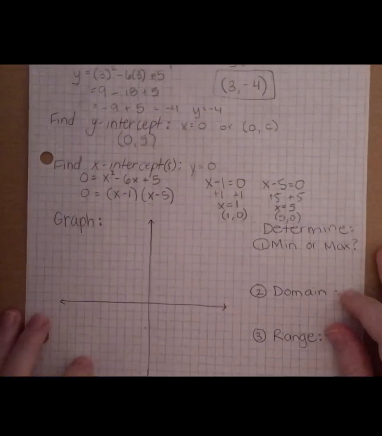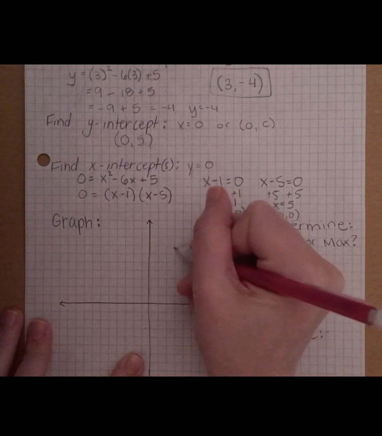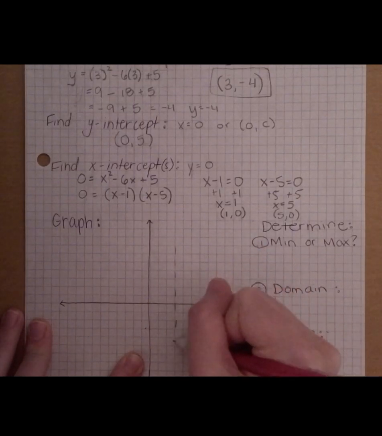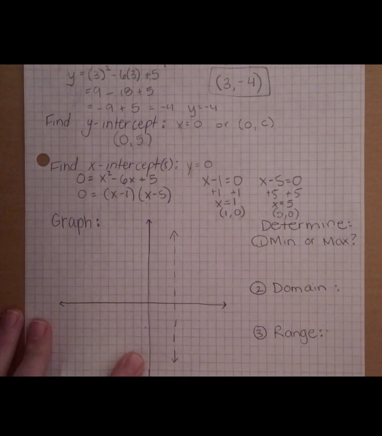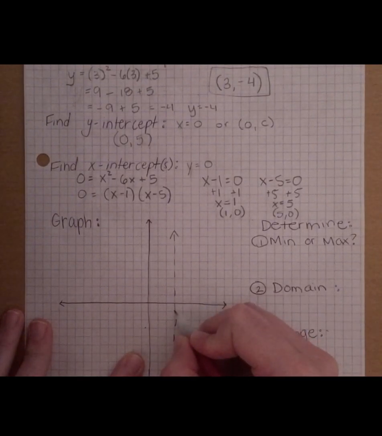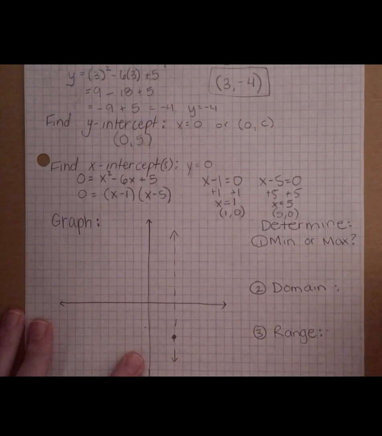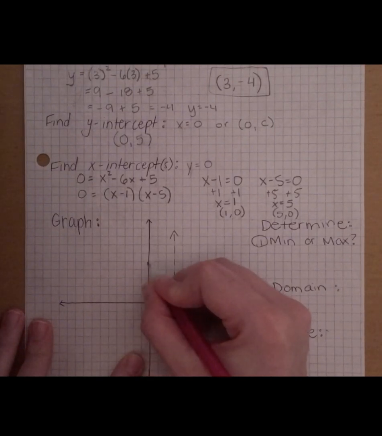Our axis of symmetry was at x is equal to 3. So 1, 2, 3, and it's going to be a vertical line through the value x is equal to 3. Our vertex was 3, negative 4. So x is still 3, and now we go down to y, negative 4, so that's going to be the point right here. That's my vertex. My y-intercept was 0, 5, so x is 0 and y is 5. 1, 2, 3, 4, 5.